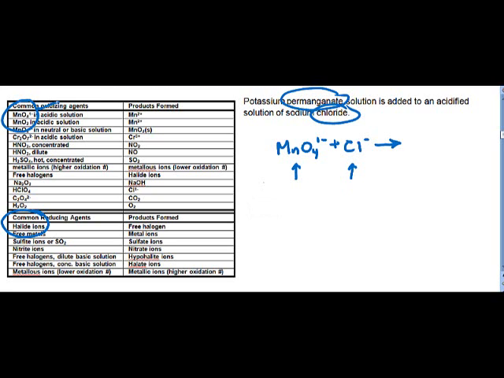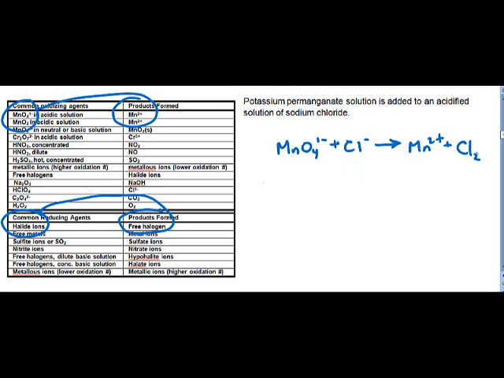Looking at our table, we can see that permanganate, when it's working as an oxidizing agent, is going to produce Mn2+ ions as a product. The chloride ion, or free halide ions, acting as a reducing agent, is going to make some free halogen as a product, which in this case from chloride, means it's going to make elemental chlorine. This would be our reaction of permanganate plus chloride.